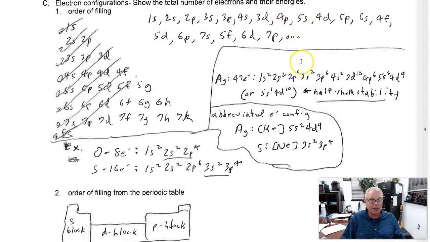If you have the order of filling, you can do this. If you don't have the order of filling, you can't do this. So therefore, you need to be able to get the order of filling. That's kind of a big deal.